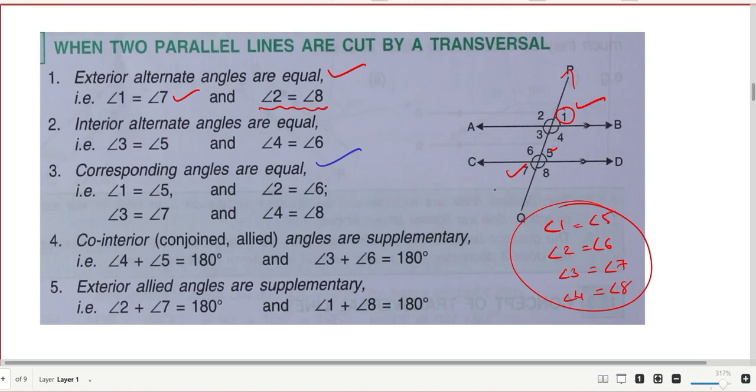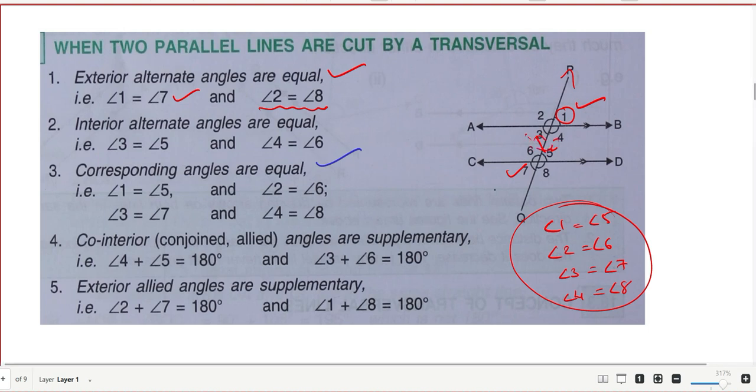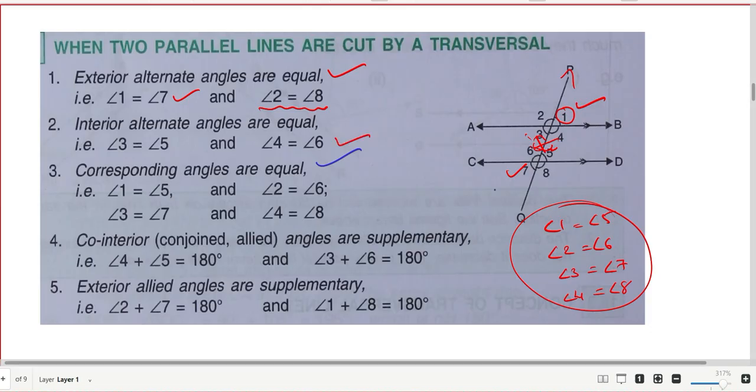Alternate exterior angles. They are also equal. When the parallel lines are intersected with the transversal, the alternate exterior angles so formed are equal. In the same manner, the alternate interior angles so formed are also equal, like angle 3 is equal to angle 5, angle 4 is equal to angle 6. Alternate exterior angles are equal, alternate interior angles are equal, and corresponding angles are equal.